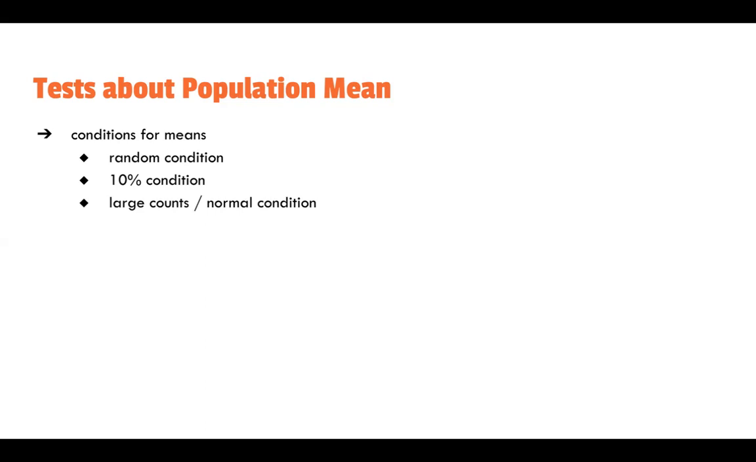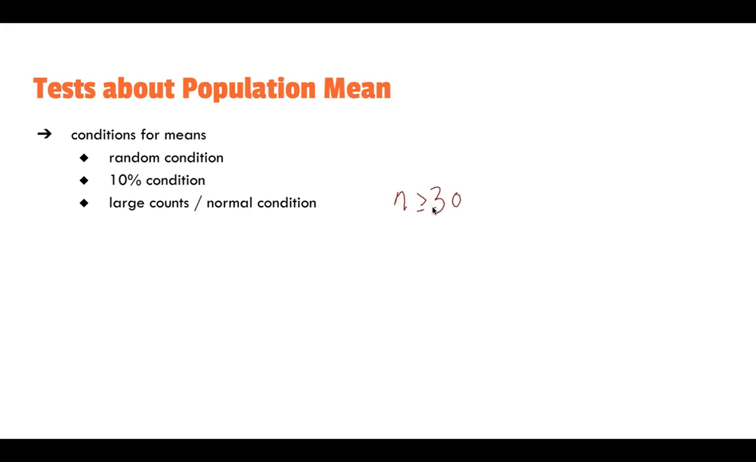And the large counts, or normal condition, which basically says there are three criteria. First, you check, is the population normal? If it is, good job, you're done. Second step, you check if there are at least 30 samples. So your sample size, n, has to be greater than or equal to 30. If that's there, you're done.